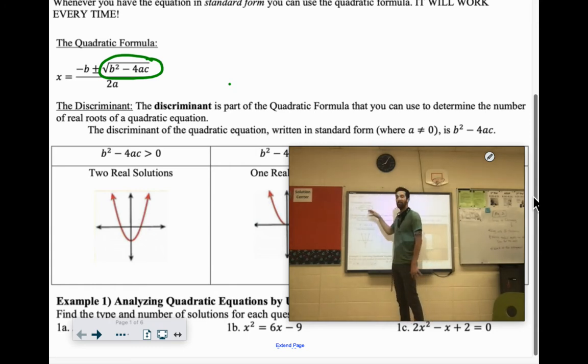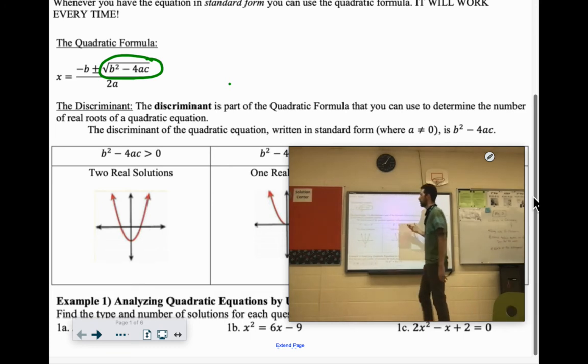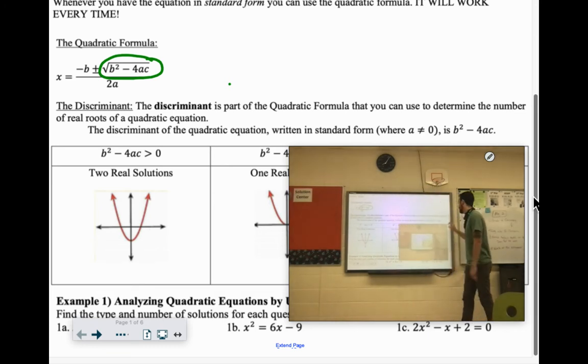If that came out to 0, there's no such thing as negative 0. So this plus or minus part, there would just be one solution if the square root comes out to 0. And if it comes out to any positive number, there's automatically 2 real solutions. So when they ask you about the discriminant, that's the portion they're asking you about.